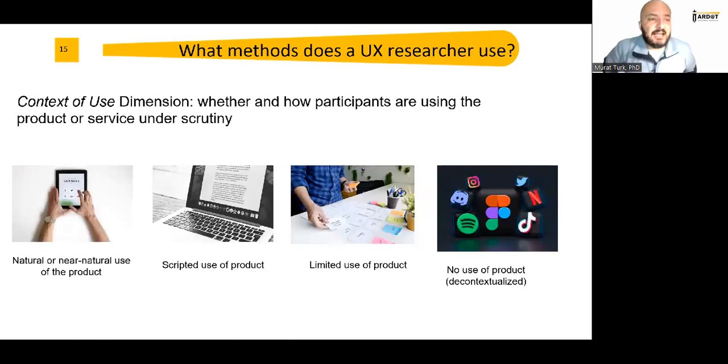And the last dimension on Rohr's landscape is the context of use dimension. This is about whether and how participants are using the product or service that we are studying. So we have 4 categories. We have natural or near natural use of the product. In this type, the users are actually using the product that you are examining.